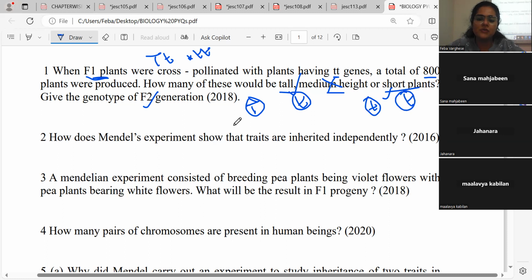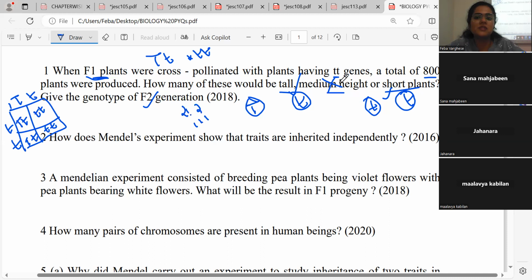Use a genetic diagram. You can prepare a Punnett square. If you're preparing a Punnett square, you have to write the gametes horizontally and vertically. Capital T, small t, small t, small t, and you are simply combining them together. Capital T, small t, small t, small t, capital T, small t, small t, small t. 50-50, right? 2 is to 2. That means 1 is to 1 combination is going to be obtained. That means out of 800 plants, how many will be tall? 400 are going to be tall and 400 are going to be dwarf, right?